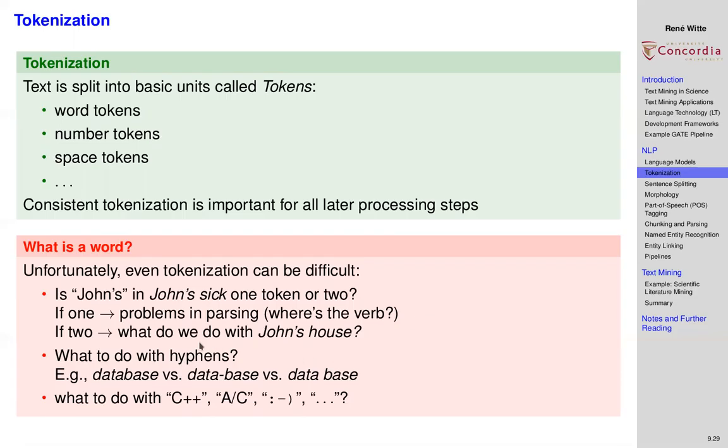Similarly, you have to deal with all kinds of different syntactical forms. The same concept, like a database, could be spelled without a space, with a hyphen, with a space. And if you tokenize it differently, you have some trouble later on recognizing that this is actually the same concept. In terms of a knowledge base, the same URI. And then, of course, you have lots of other things that can appear. Something like smileys, abbreviations, weird stuff like this, C++, that you have to deal with somehow and consistently tokenize.